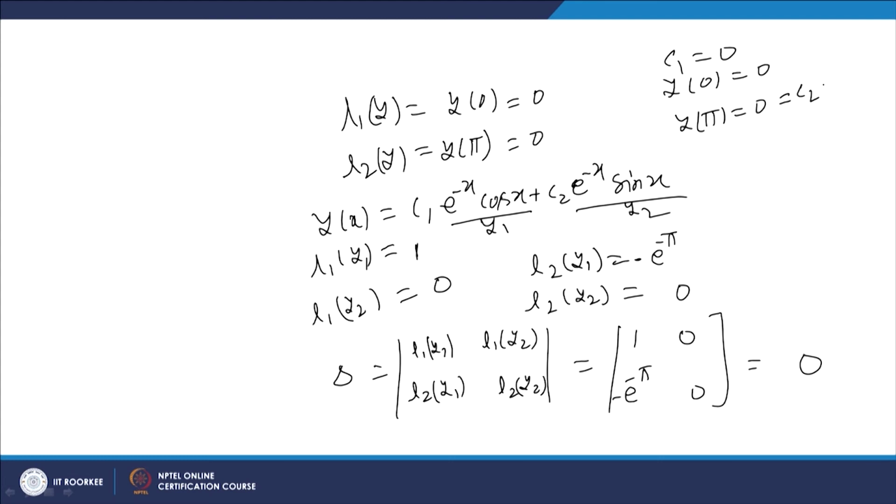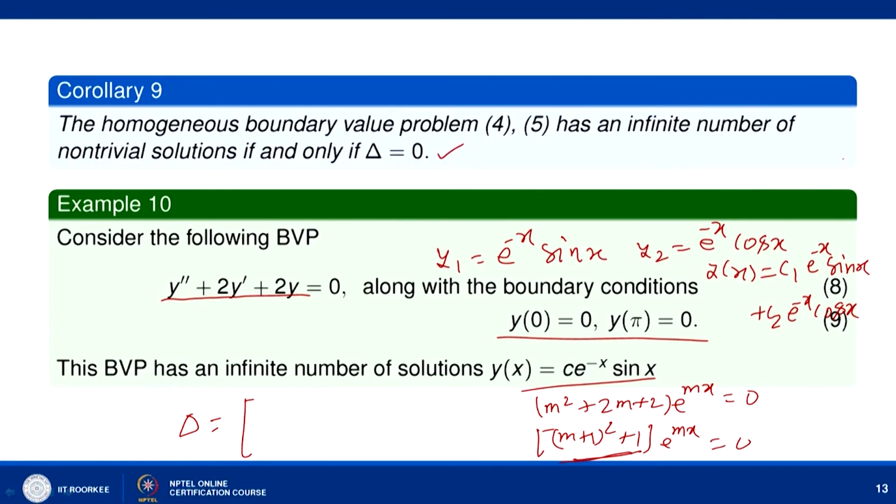So C2 e to the power minus pi here, and sine of pi is simply 0. So 0 equals C2 into 0, so C2 you can take any value. Let us say k belongs to R. So here we simply say that your solution is C e to the power minus x sine of x, and C is coming from R. So we can say that we have infinitely many solutions, given by this, and we have checked this using delta. Here delta is coming out to be 0, and so we have infinitely many solutions.